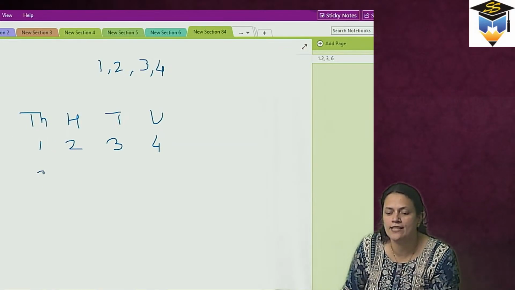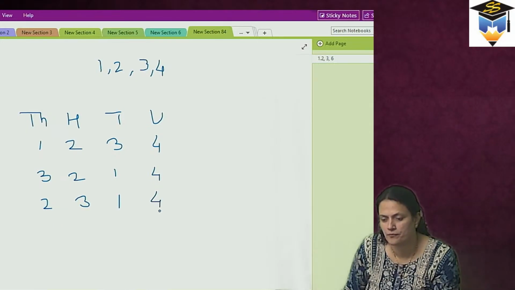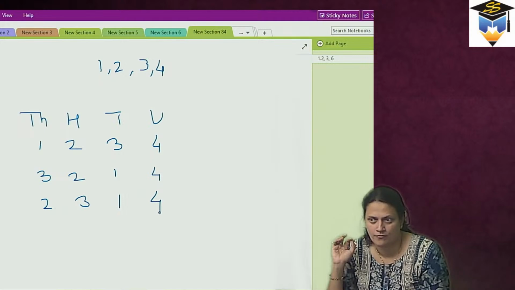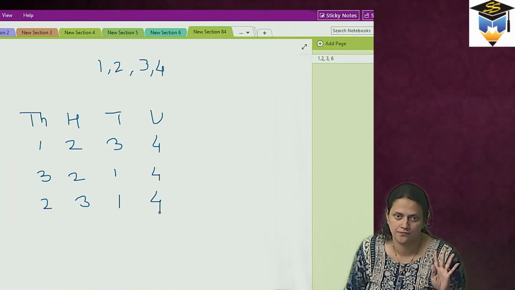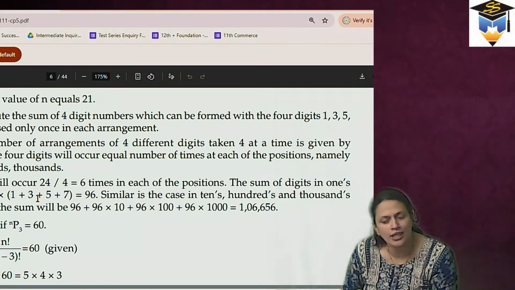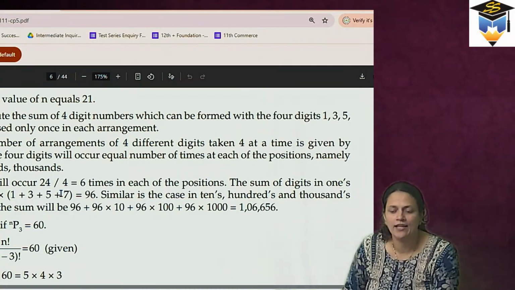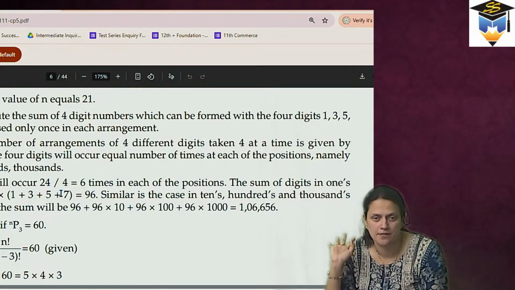Or I can take this as, or I can write it down as... So these are different ways in which a 4-digit number will be formed. They have written the same thing over here, that each digit will occur at that position 24 upon 4, that is 6 times.